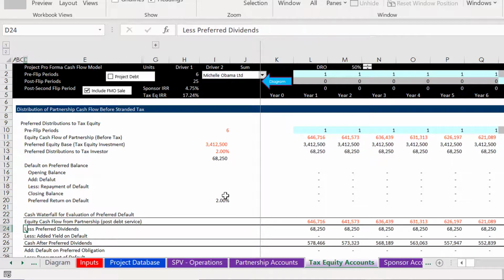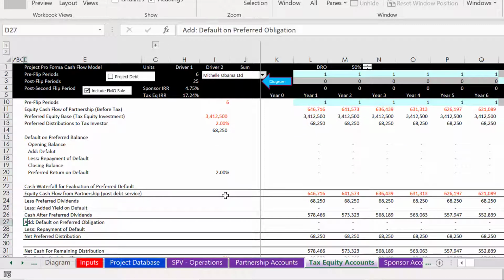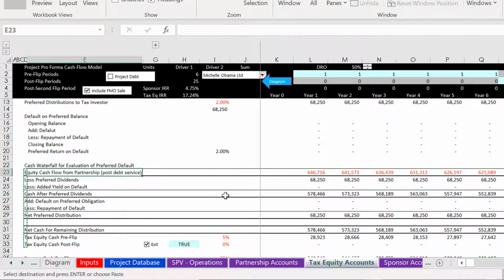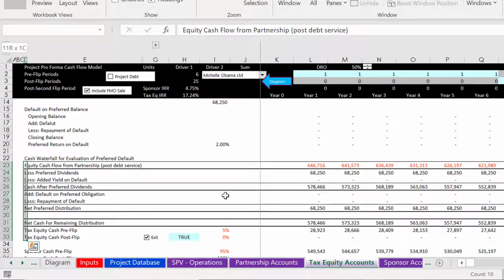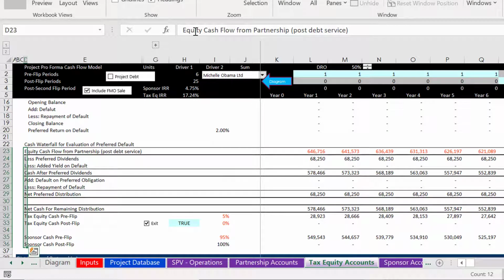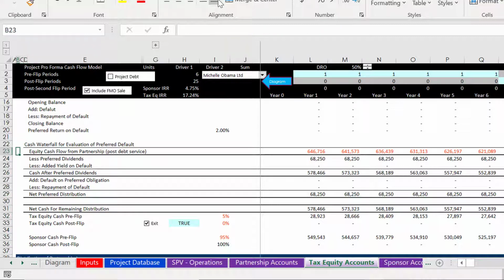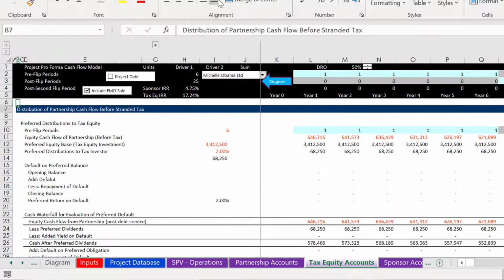Now, if we have a preferred default, we're going to have to figure out what happens after we have a default. You could have a default anywhere. Do you get to make it up? If you do, what kind of interest rate do you pay in between? And all those sorts of things. So I think I'll leave this, and I said we'll just use the same 2%.